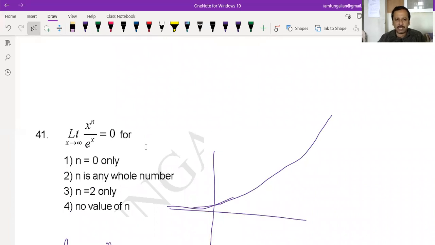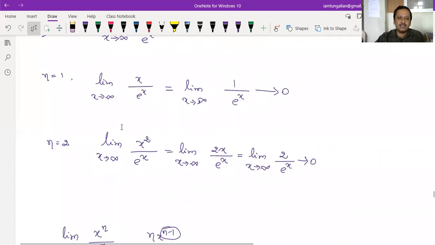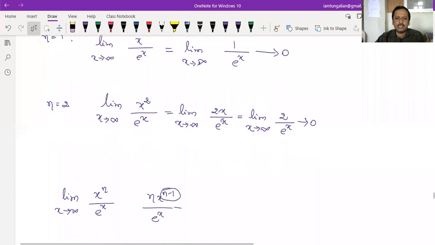Then when we put n is equal to 1, we are going to get x divided by e power x. As x tends to infinity, it is of the form infinity by infinity. So we can use L'Hospital's rule. Differentiate x, you get 1. Differentiate e power x, you get e power x itself. Now when we apply the limit as x tends to infinity, e power x is tending to infinity. So 1 by infinity will tend to 0. So for n is equal to 1 also, it is true.